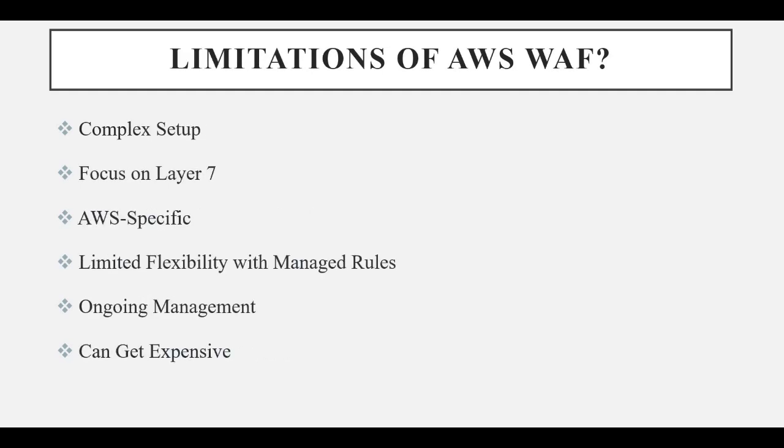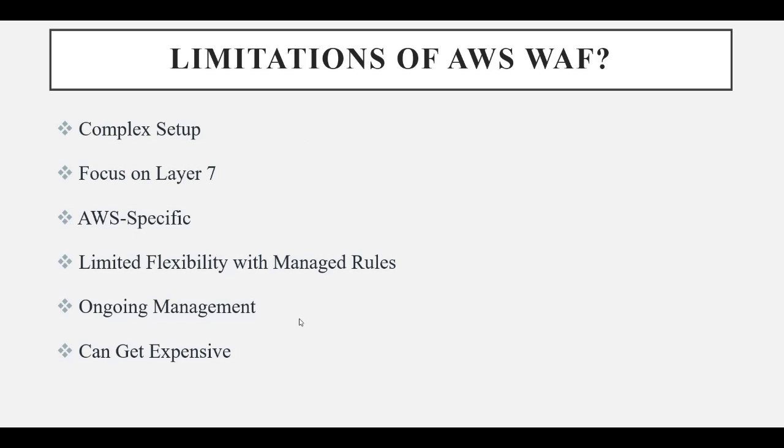So let's move to the limitations. What are the limitations of the AWS WAF? The main limitations are a complex setup, a focus on layer 7, being AWS specific, limited flexibility with managed rules, ongoing management, and it can get expensive.